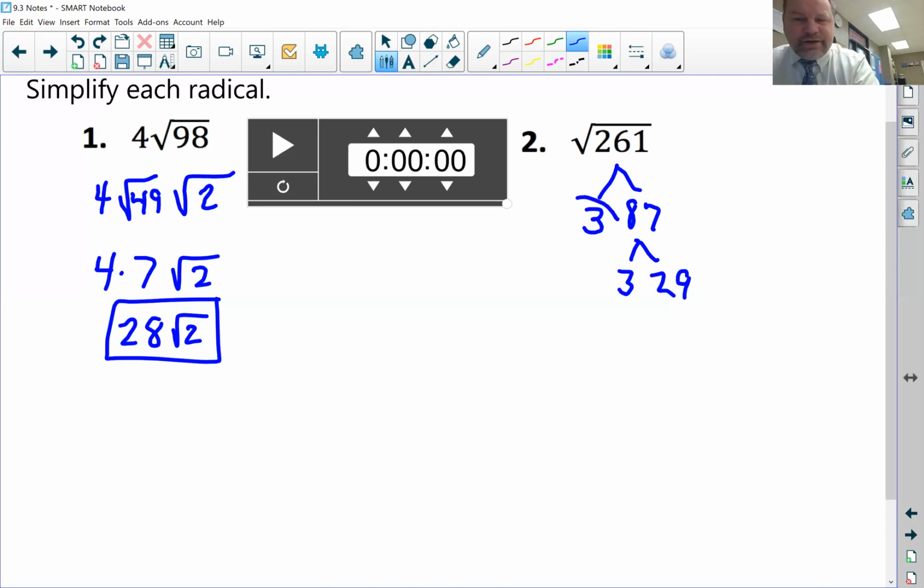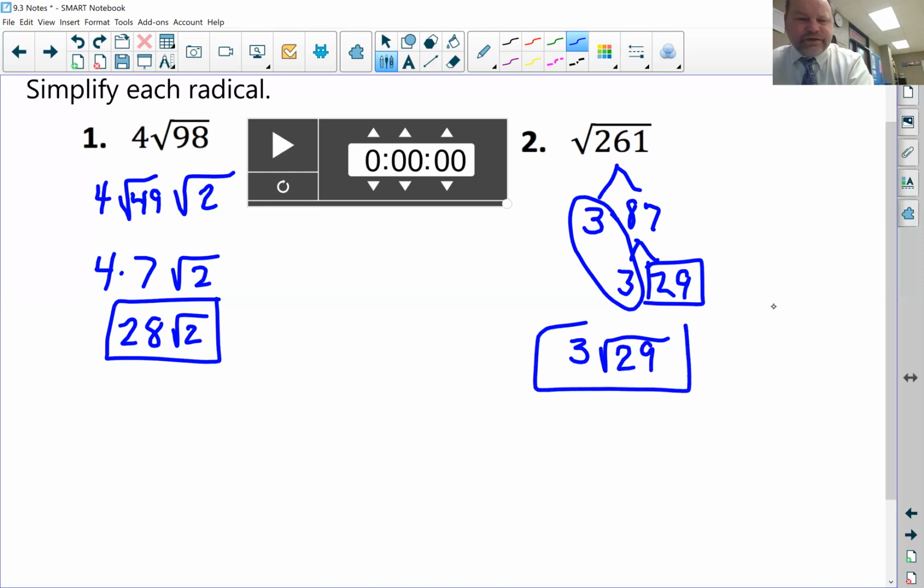There's my pair. So I would have a 3 outside. There's my non-pair, 29 inside. And there's my answer. Such a large number underneath the square root, and really not much we can do to simplify it. Questions?